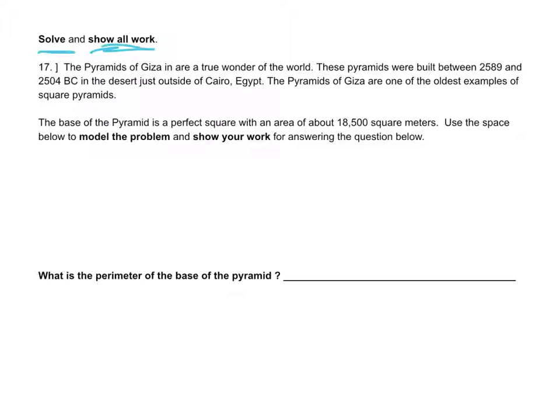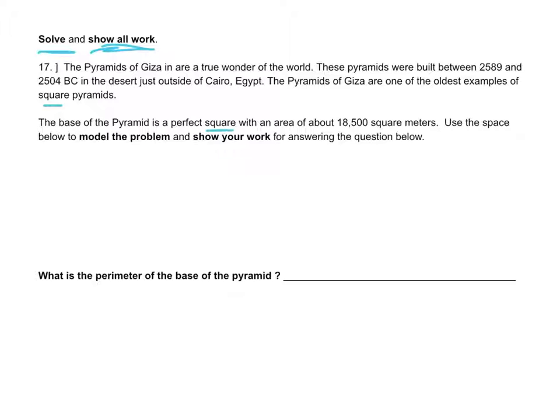Solve and show all of your work for number 17. The Pyramids of Giza are a true wonder of the world. These pyramids were built between 2589 and 2504 BC in the desert just outside Cairo, Egypt. The Pyramids of Giza are one of the oldest examples of square pyramids. The base of a pyramid is a perfect square with an area of about 18,500 square meters. Use the space below to model the problem and show your work for answering each question.